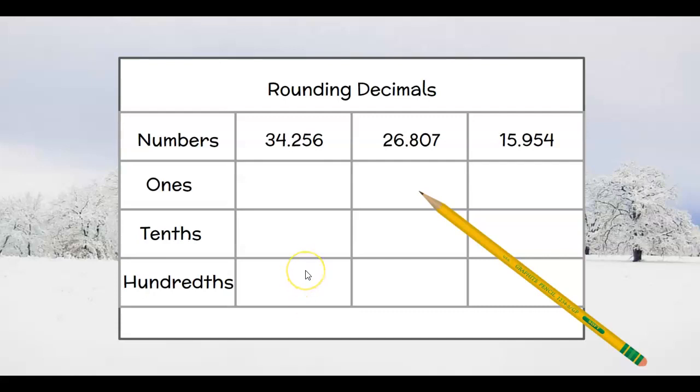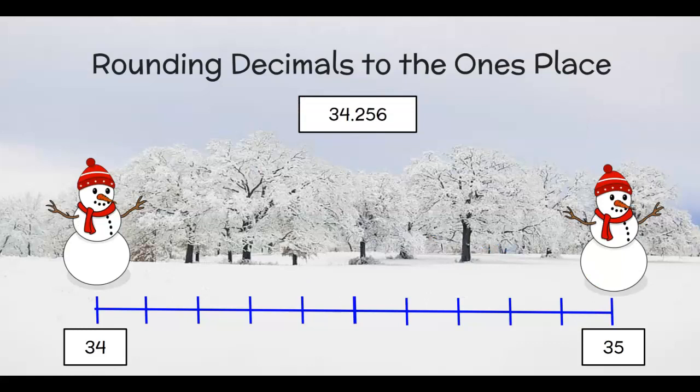Okay, great. So I hope you guys have at least this one column done here so we can check our answers. Now I'm going to show you 2 ways of rounding these decimals. The first one is using a number line, and it really gives us a visual of what we're doing when we're rounding. So we're rounding to the ones place.